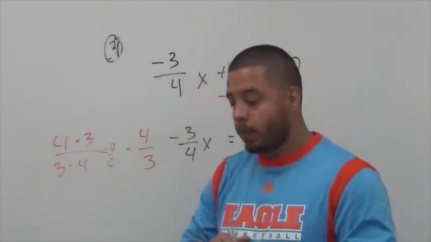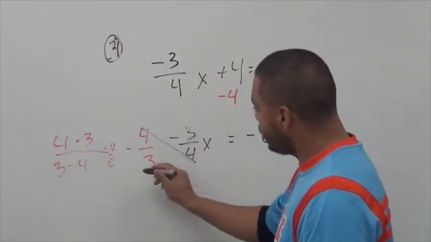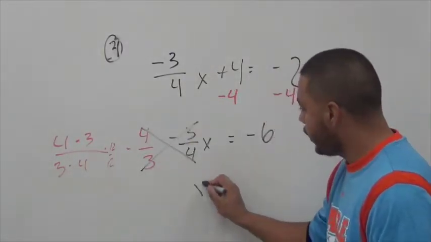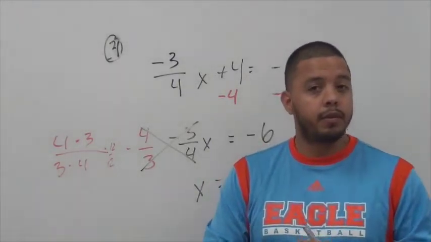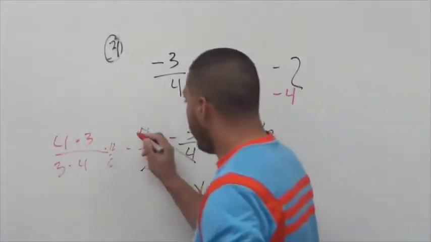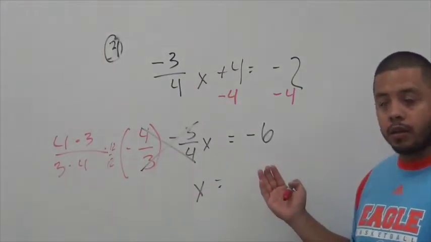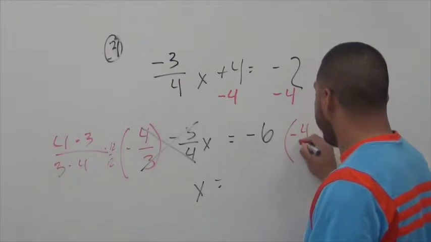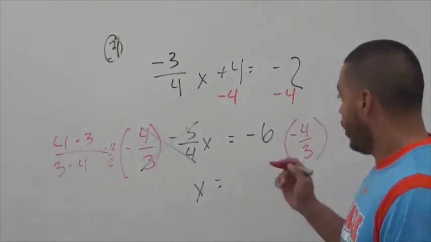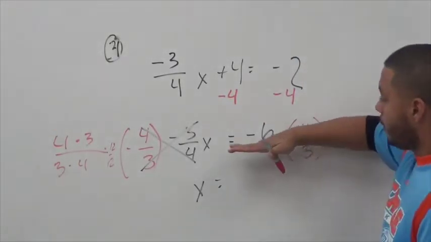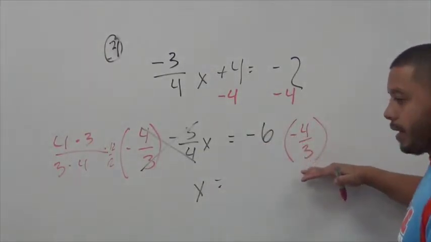Does that make sense? So then this cancels out because it's 4/4, right? And this cancels out because it's 4/3. So now I'm left with x equals. Is it negative 6 or what step did I miss? Look what I did to this side. What did I do to this side? I multiplied it times 4/3. So what do I got to do to this side? Multiply it times negative 4/3. Does that make sense? Okay. So then, negative 6 times negative 4 divided by 3.